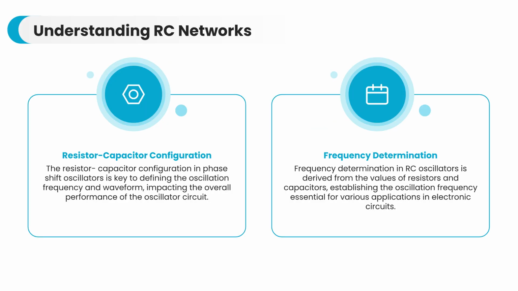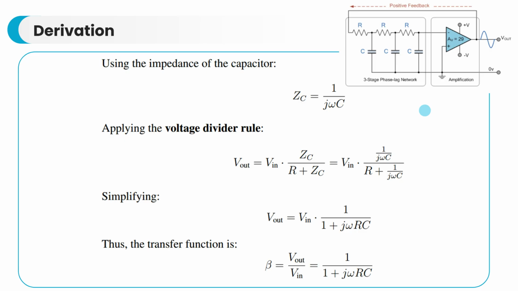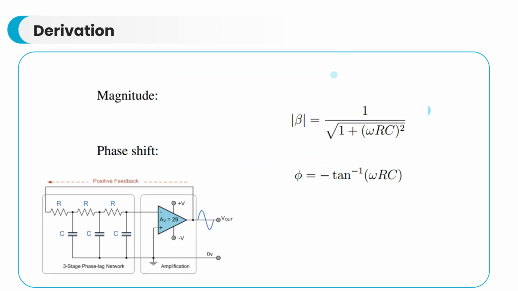Understanding RC networks is crucial. The resistor-capacitor configuration defines the oscillation frequency, which is determined by the values of R and C. The derivation of the transfer function begins by using the impedance of the capacitor and applying the voltage divider rule to simplify the expression. From the transfer function, we derive the magnitude and phase shift for a single RC stage.